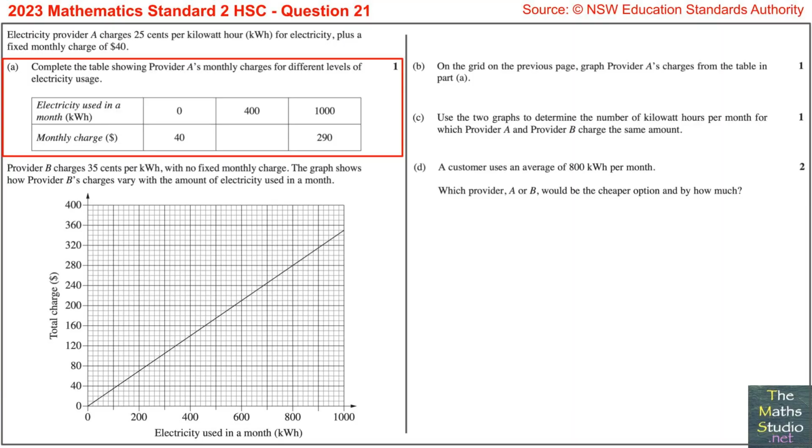Question 21. Electricity provider A charges 25 cents per kilowatt hour for electricity, plus a fixed monthly charge of $40. Part A. Complete the table showing provider A's monthly charges for different levels of electricity usage.